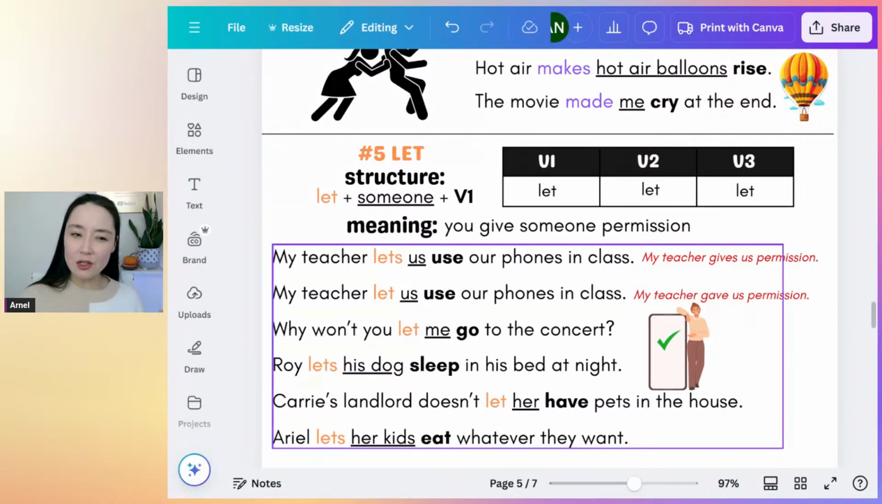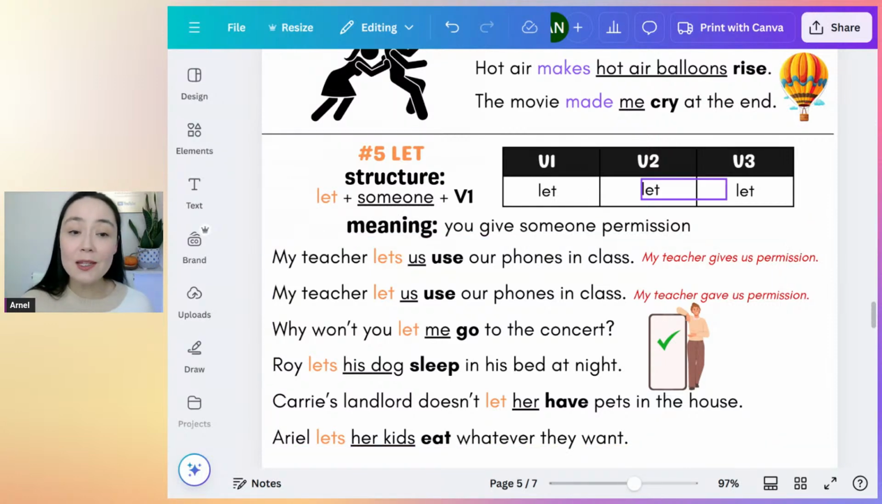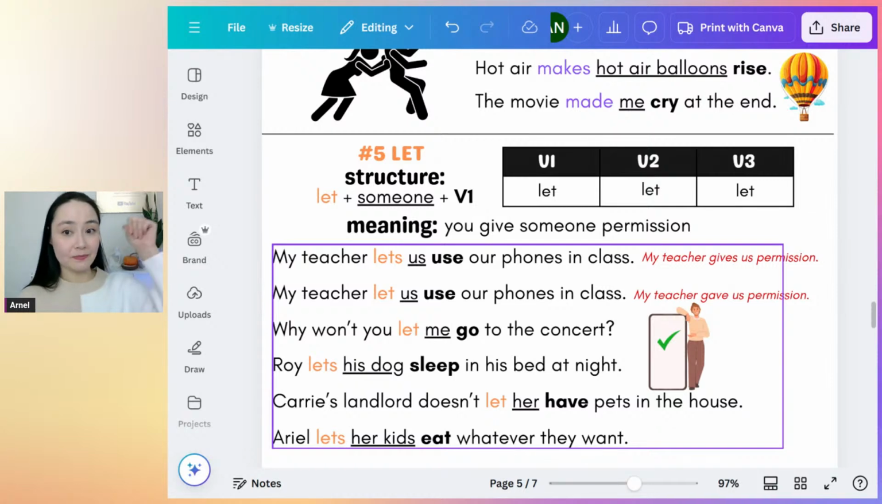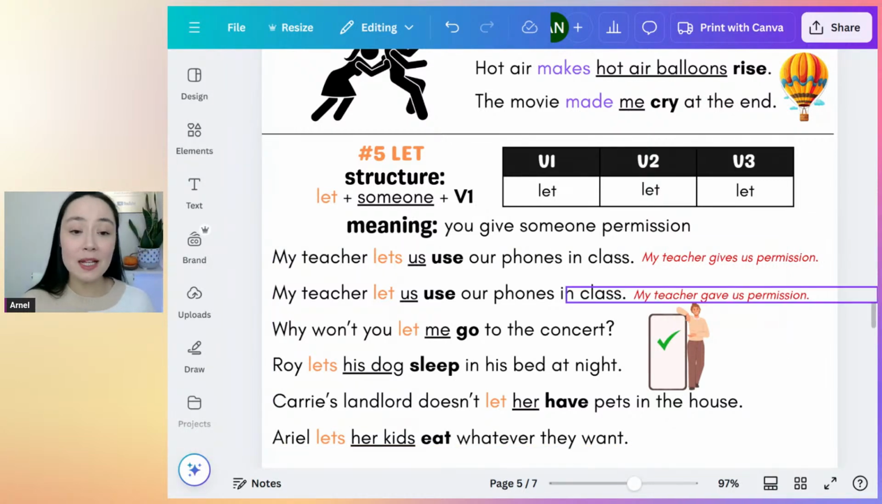My teacher let us use our phones in class. What? My teacher? It needs to be third person, lets, right? Not if it's the past simple. My teacher let us use our phones in class. This means my teacher gave us permission.